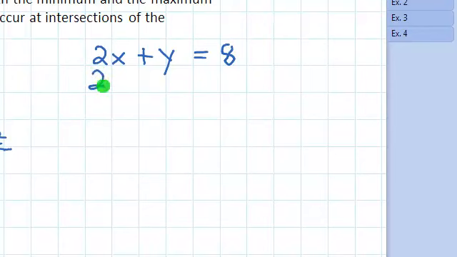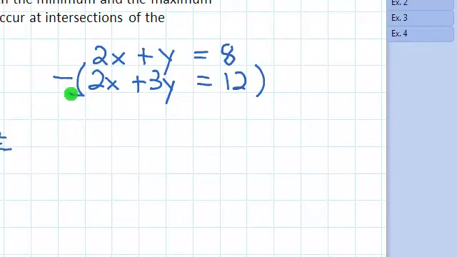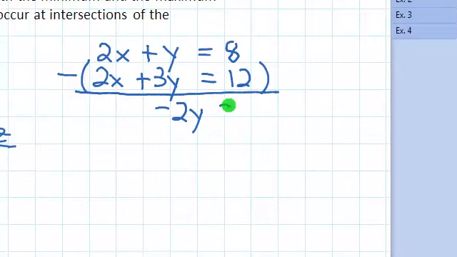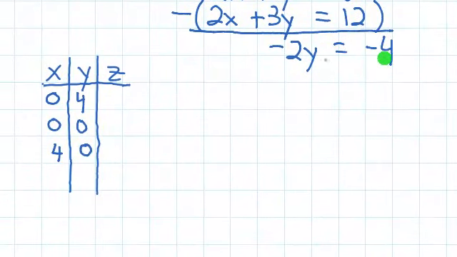And 2x plus 3y equals 12. There's actually several ways you could do this. What I'm going to do is use elimination and just subtract the bottom equation from the top one. So 2x minus 2x gives me nothing. Y minus 3y gives me minus 2y. 8 minus 12 gives me minus 4. Divide both sides by minus 2.